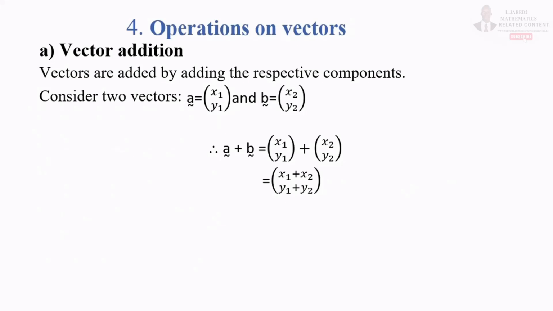Here we are considering vector A given by the column vector x1, y1, and vector B by x2, y2. As we are performing addition on these vectors, it simply means that we are also going to add the column vectors. As we simplify this, we are adding the corresponding components: x1 is added to x2, and y1 is added to y2, so that vector A plus vector B equals this. Let's have an example here.